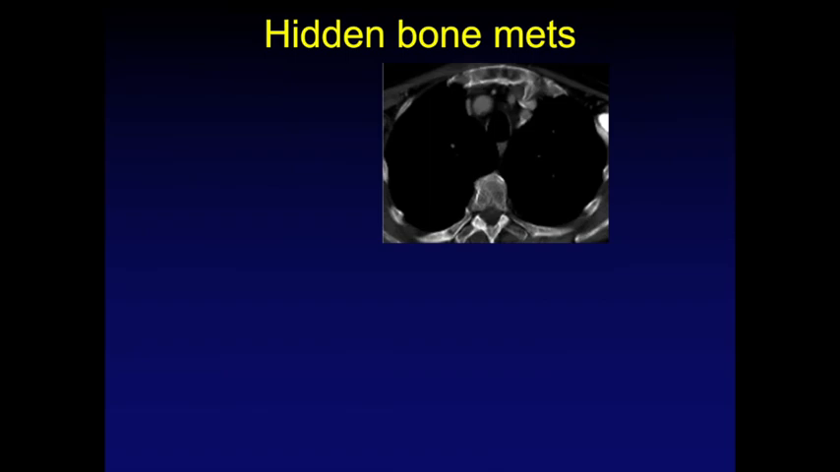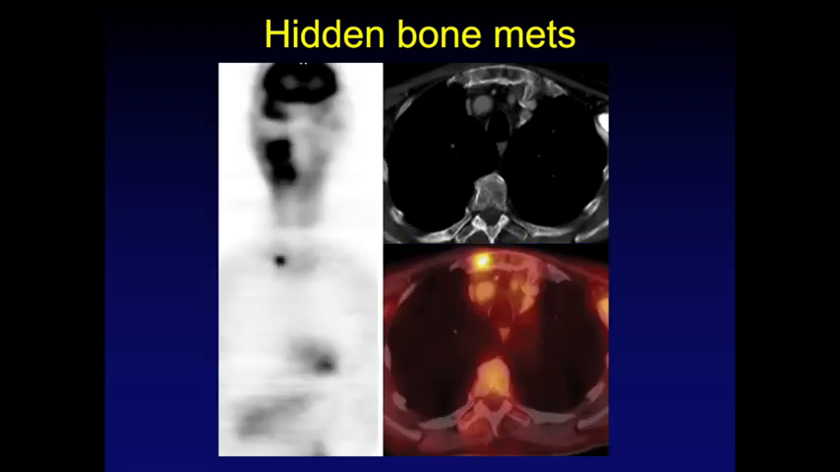Bone metastases can be very difficult to find on CT. Thankfully, it's PET to the rescue. I suppose there's a little bit of sclerosis there in retrospect, but I was going to absolutely overlook that sternal metastasis.